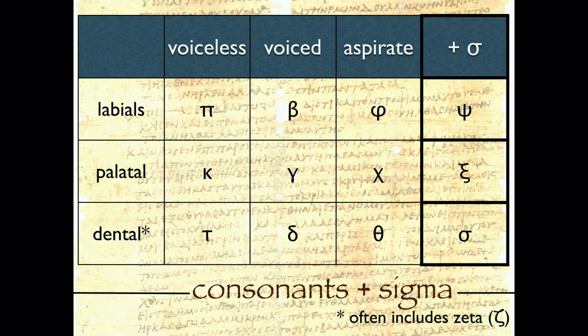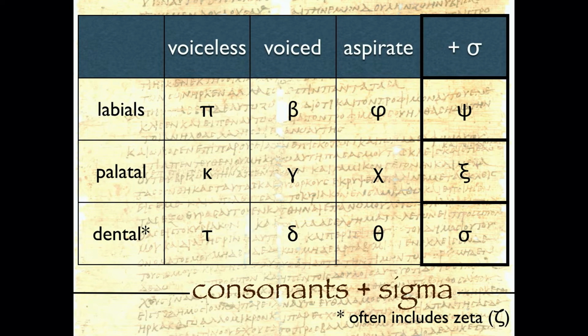Last are the dentals. So letters like tau, t, and delta, d, and theta, th. Notice how you're using your teeth. This is why they're called dentals. You're using your teeth to make these sounds. These just don't like hanging out with sigmas at all. So the taus, the deltas, the thetas, if your verb ends in one of these letters, then that letter is going to drop out and all that's left is a sigma. Same thing will often happen with zetas. So if a verb ends with a zeta and you try to make it a future tense verb, you add a sigma to the stem, that zeta is also going to tend to disappear, just leaving a sigma.